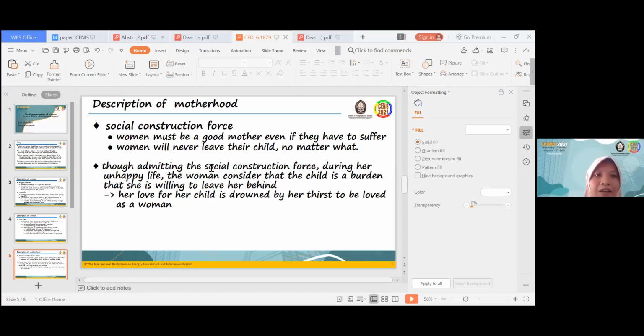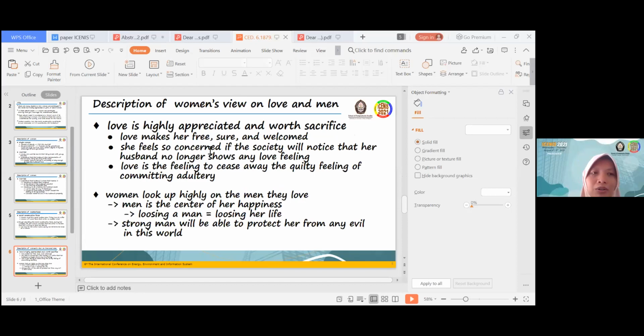Okay. All right. So another thing is the descriptions of women's views on love and men. Love is highly appreciated and worth sacrifice. Love makes her free, sure, and welcome. Only by feeling love does she feel like a human. And then she also worries if society will notice that her husband no longer shows any feelings of love. This is an important point to notice, because even if she regrets her married life, even if she's not happy with it, she's still concerned about how society views her life.